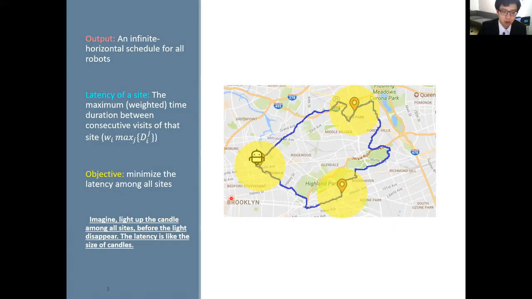You can imagine every site has a candle, and we want to light up the candle before the light disappears. The latency will be like the size of the candles. So you don't want the light to disappear at all.